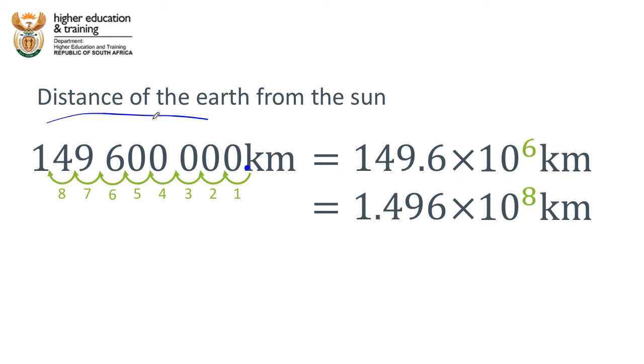That is the power of scientific notation. We can write very big numbers in a slightly more easy to read format, and we can also choose exactly where we would like the decimal point. In this case, 149.6, but then it's times 10 to the power 6, or 1.496, but then it's 10 to the power 8.